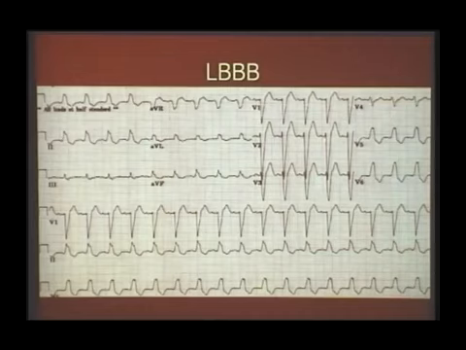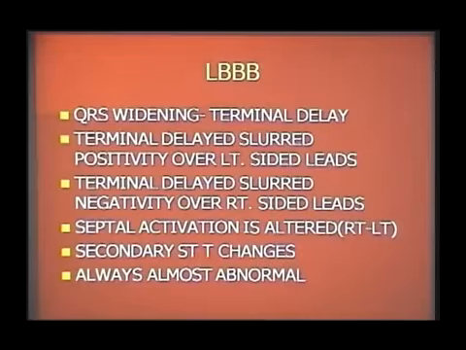So what is this? The T wave change. See, the change is a secondary T wave change, because for the left ventricle the depolarization is delayed. So the repolarization starts in the same direction, resulting in downsloping ST segment and T wave, which is a secondary STT change. So the criteria to diagnose left bundle branch block is QRS widening, terminal delay, terminal delayed slurred positivity over the left sided leads, terminal delayed slurred negativity over the right sided leads.